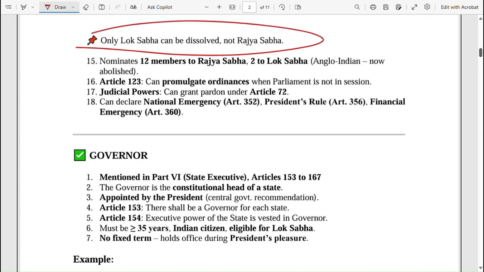And one thing to remember, only Lok Sabha can dissolve. Rajya Sabha is always permanent in nature. And the President also appoints 12 members to Rajya Sabha. These members come from different sectors such as art, science, social welfare, etc. And also two members of Lok Sabha from Anglo-Indian. Initially this was about to terminate in 2026, but the 104th Constitutional Amendment extended it to 2030, right?